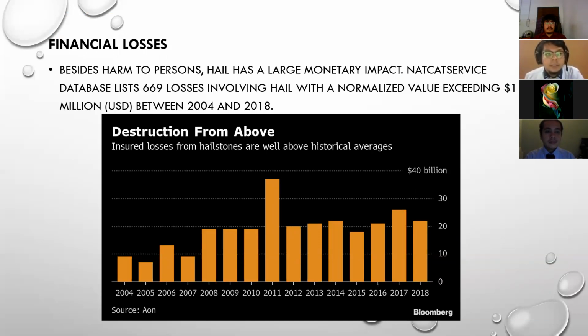Analysis of losses. There is harm to the person. Hail has a large monetary impact. The statistical service database lists 669 losses involving hail with a normalized value exceeding 1 million USD between 2004 and 2006. We can see it through the figure.